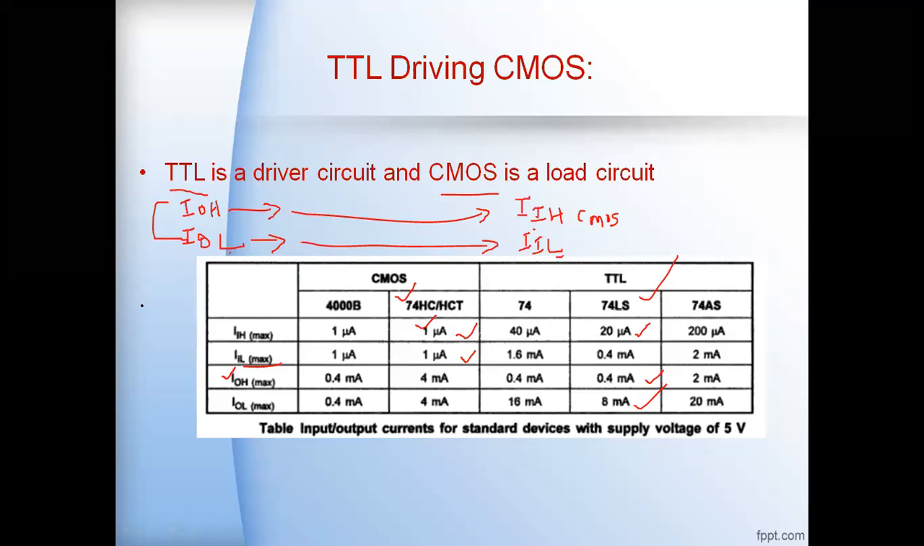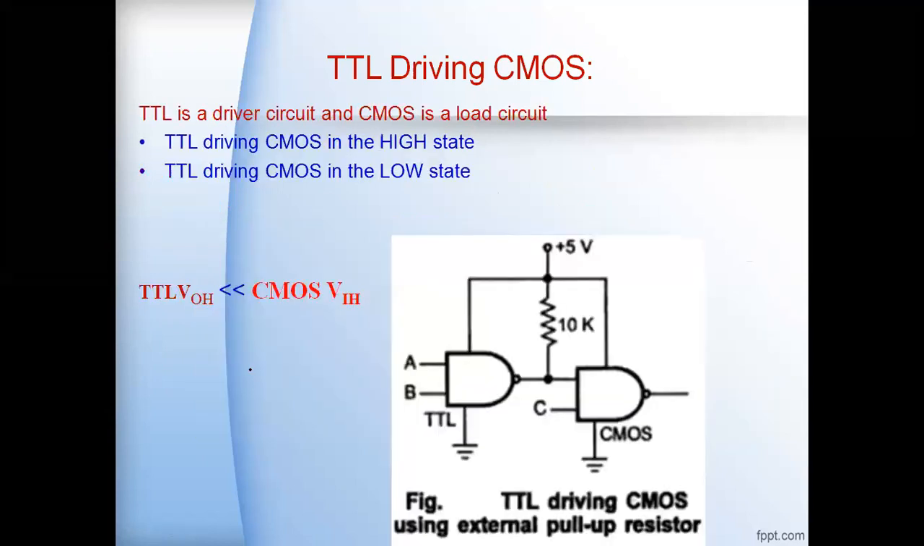Now we will see from the voltage point of view. Let's go to the next slide. With respect to the current point of view, there will not be any difficulty from the TTL output to the CMOS inputs. But now let's see with respect to the voltages here.